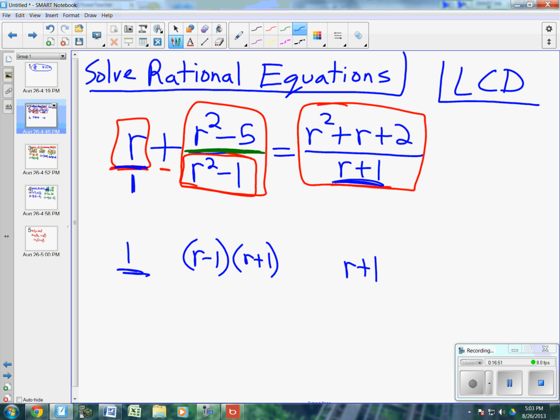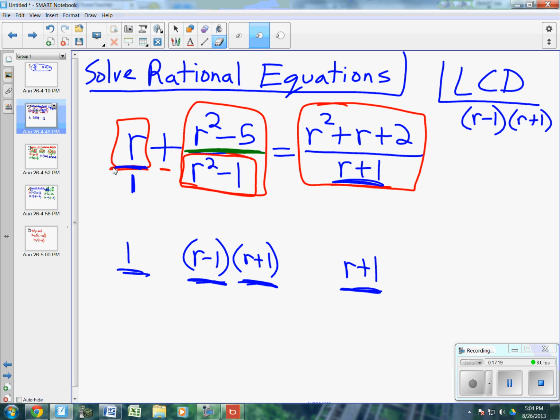So r divided by 1 is just r. So that one's not going to help us out. But r minus 1 occurs here, and r plus 1 occurs here. And since we've already counted r plus 1, we don't need the one over here. So our common denominator is r minus 1 times r plus 1. So we're going to write r minus 1 times r plus 1. That's our least common denominator.